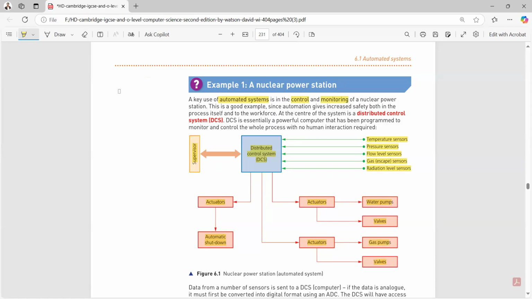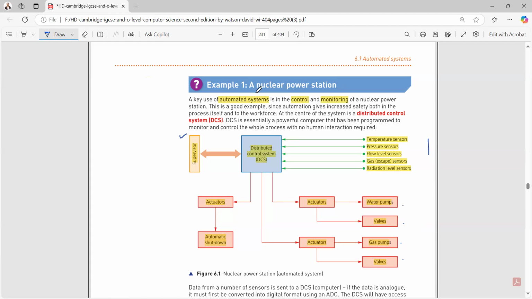So the point is that if you have one supervisor right here, this supervisor does not need to go right here if he wants to take the values. He does not even want to go right here and here to check the values or turn on or off the water pumps or gas pumps by himself, because all of this is basically an example of an automated system.